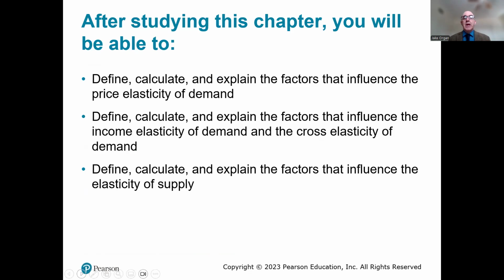In this chapter, we're going to define, calculate, and explain the factors that influence the price elasticity of demand. That's all we're going to do. We're not going to look at income elasticity of demand, cross elasticity of demand, or elasticity of supply. You may have a few questions in the assignments on that, but what you need to know for the exam is price elasticity of demand. There are going to be quite a few questions, so you're going to have to know this in depth.